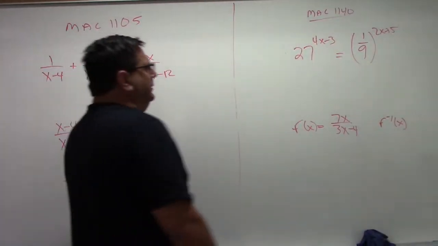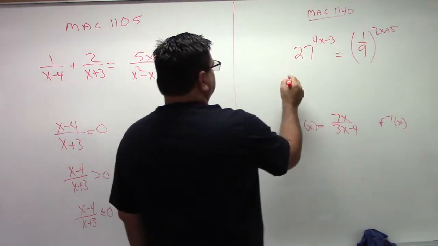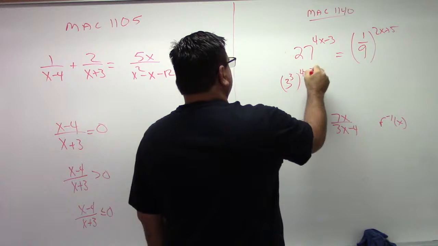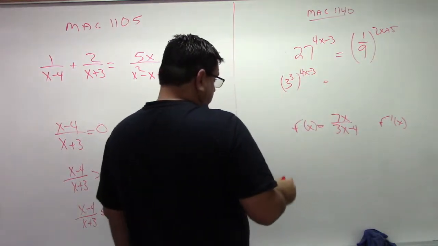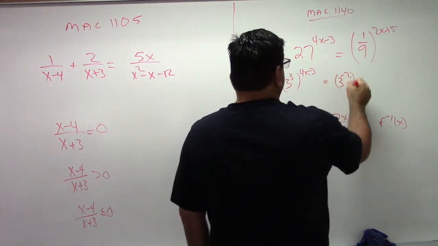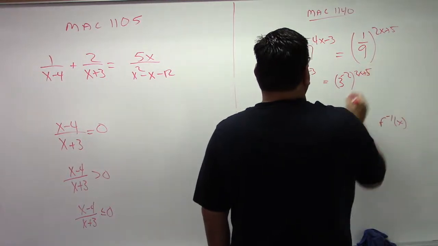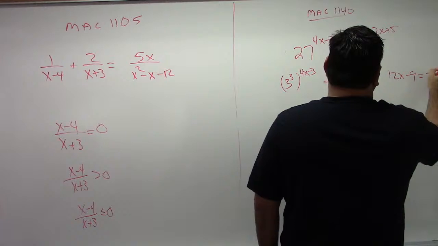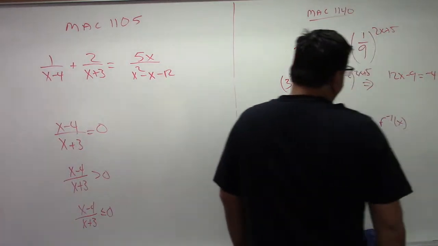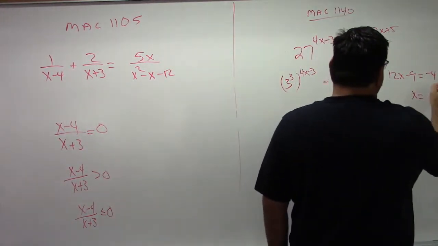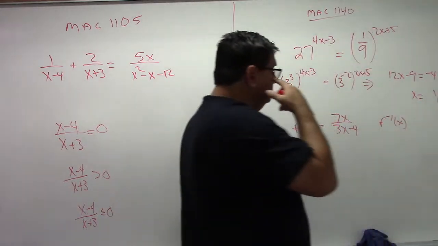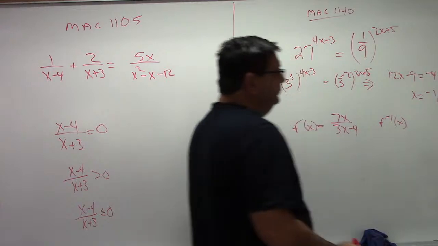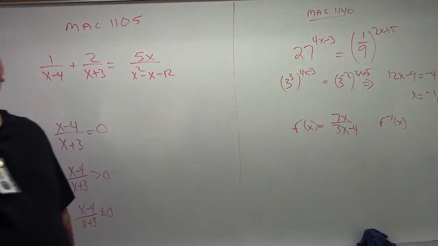What did you get for the first one? How'd you do it? I set the base at 3, so the first one's 3 to the third, and the other one's 3 to the negative second. Yes. So then you got 12x minus 9, negative 4x minus 10. Is that right? Yep. So then you got x equals negative 1/16. I agree with that.